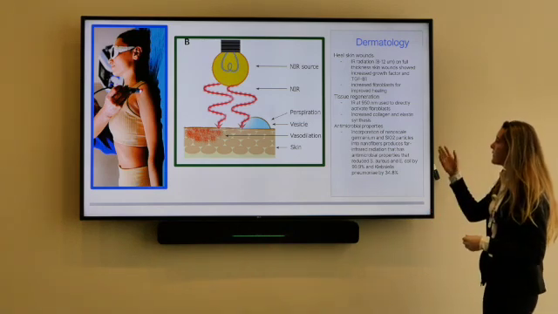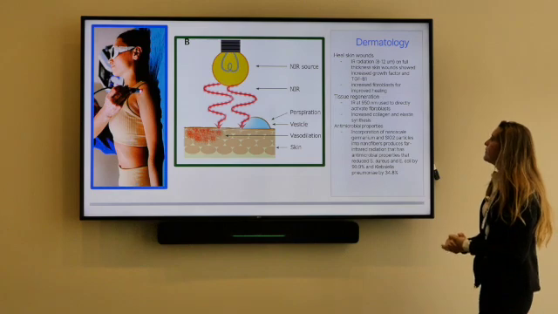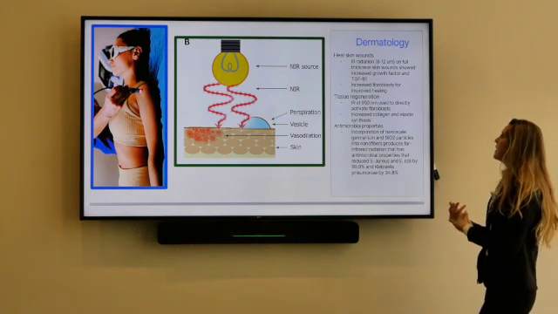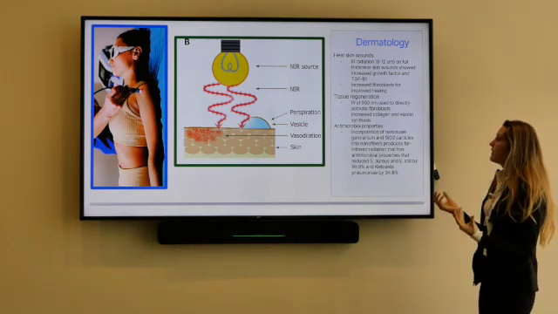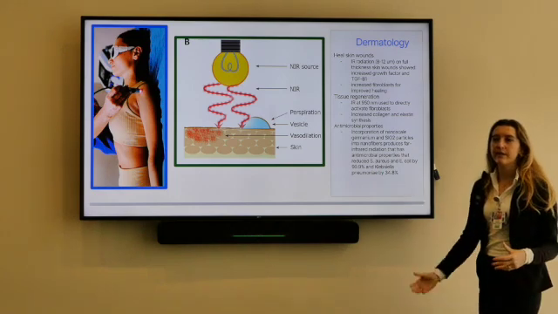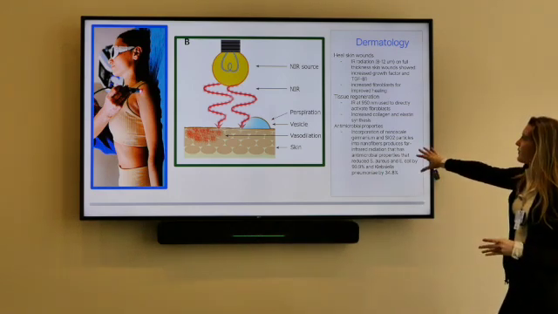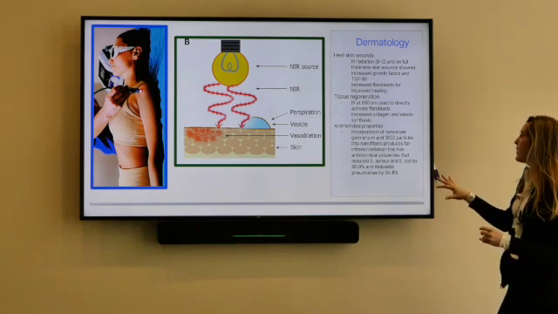Additionally, there's a study looking at tissue regeneration with infrared therapy at 950 nanometers. Used directly, it was able to activate fibroblasts and increase collagen and elastin synthesis. And then I thought this was interesting that there were some antimicrobial properties.